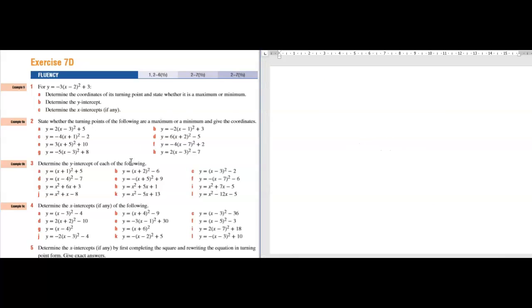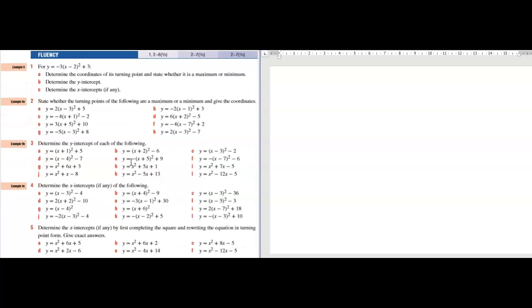Okay, so we've done question 1. Let's have a look at question 2. State whether the turning points of the following are a maximum or a minimum and give the coordinates. We're only looking at the number in front of the bracket. If it's positive, it gives you a minimum. If it's negative, as it is with question B, it gives you a maximum. Your turning point is going to be (h, k). So in the case of A, h is 3, and k is 5.